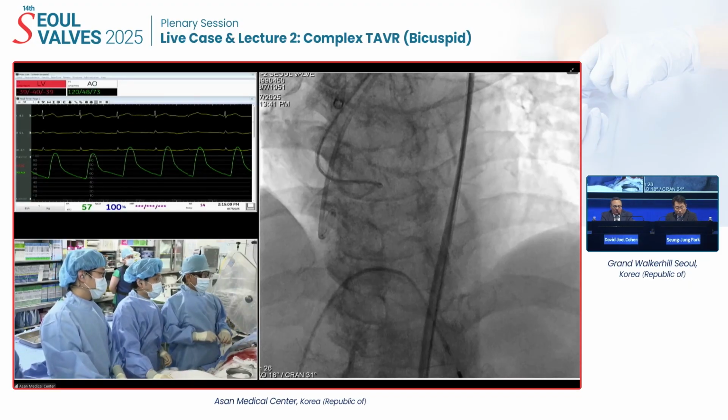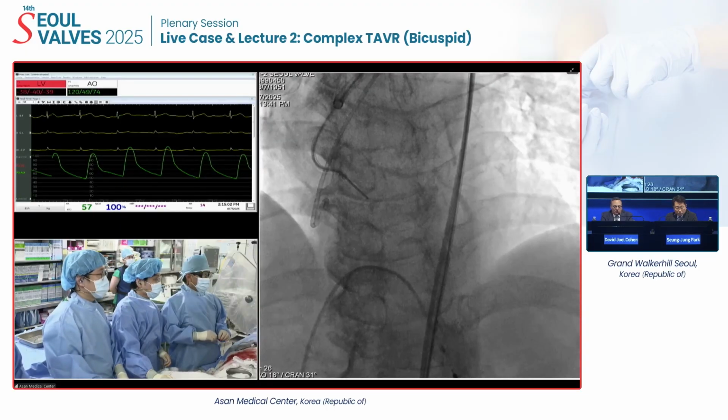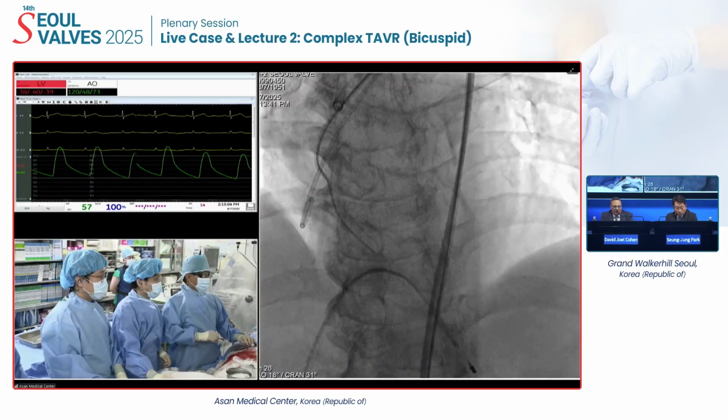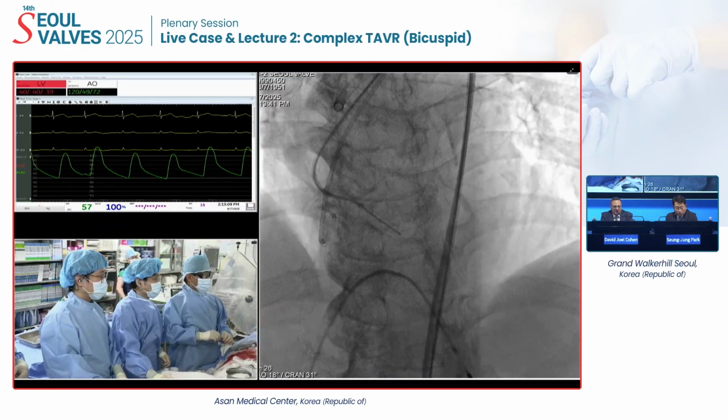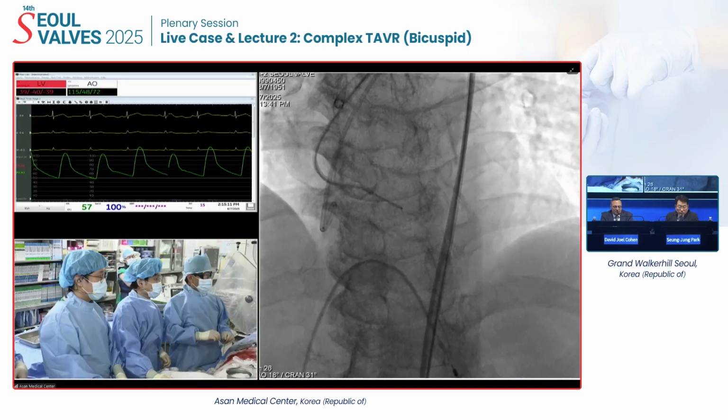Is that just a standard soft tip straight wire? Yeah, this is a soft wire, not a glide wire or anything like that. Soft wire first, and if I fail, I like to change to the stiff wire.